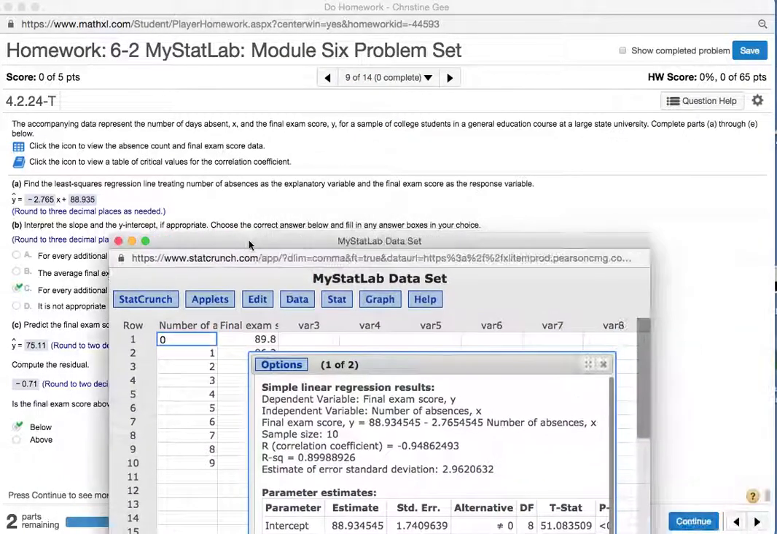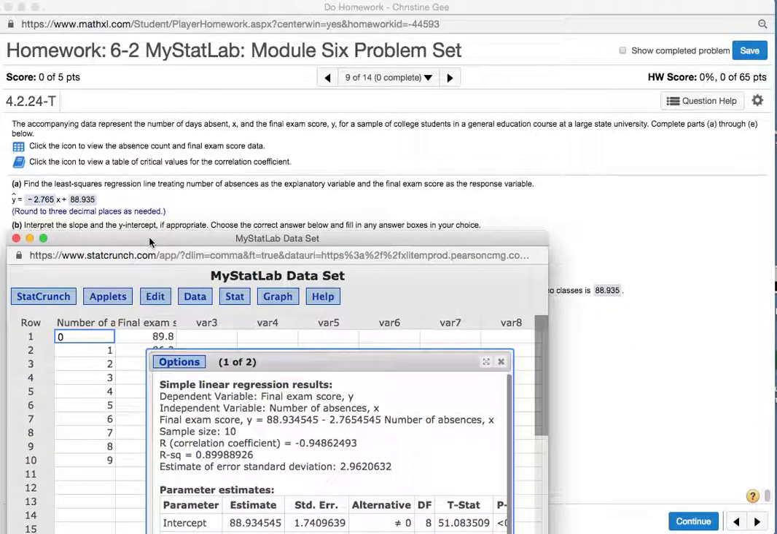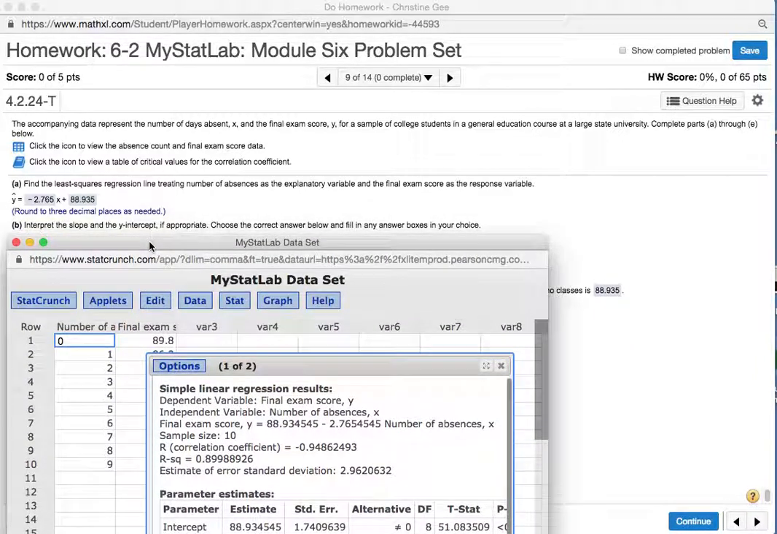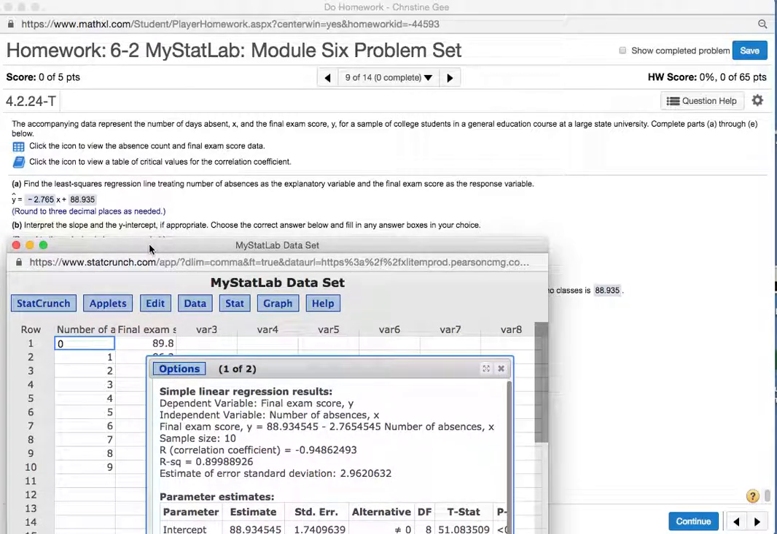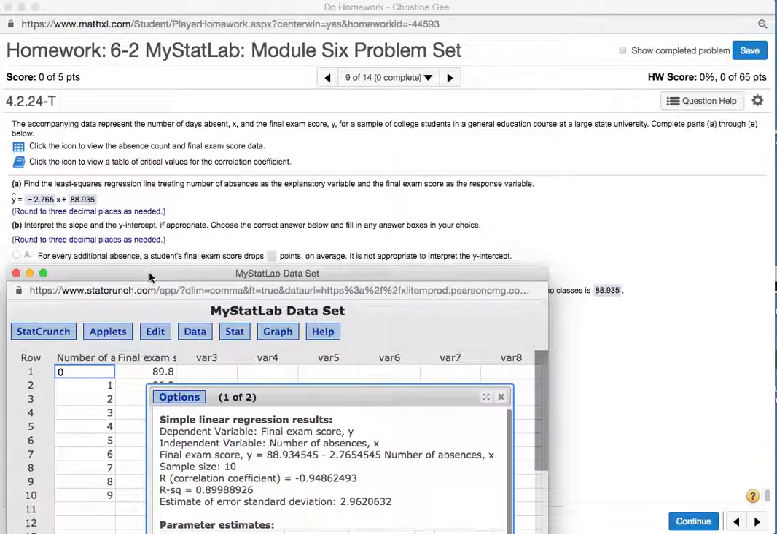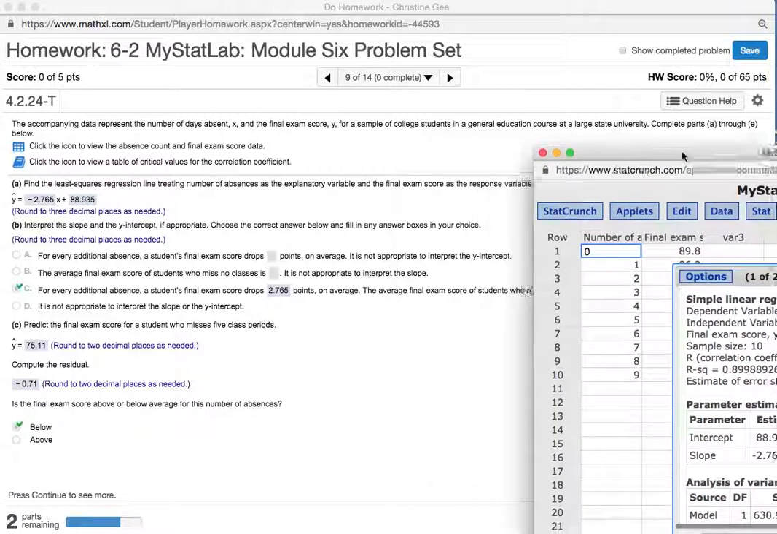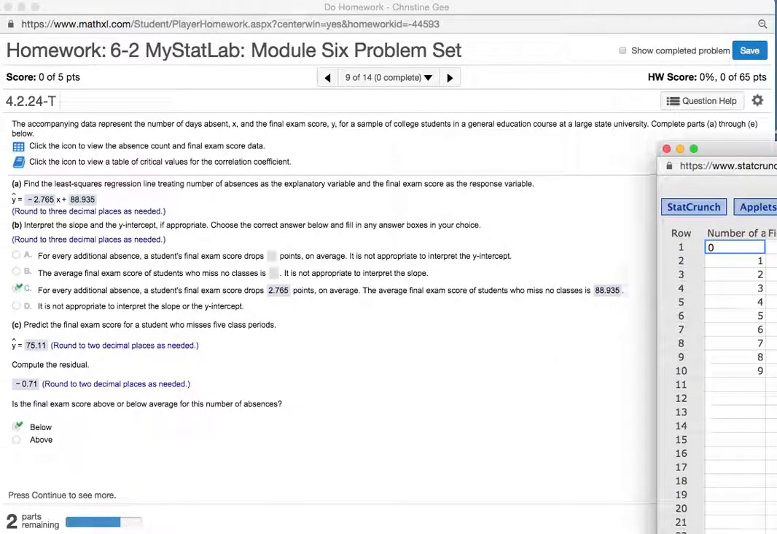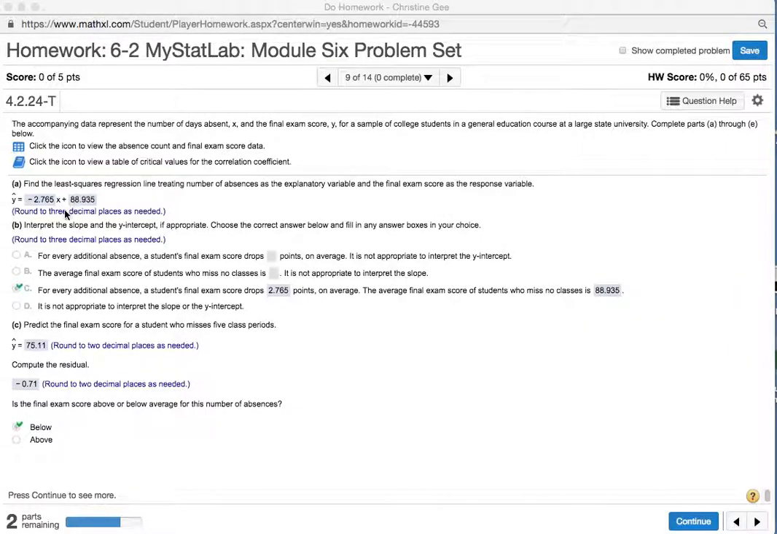Okay, and then the next problem: interpret the slope and the y-intercept if appropriate. Choose the correct answer below and fill in an answer box in your choice. So we can look at the least squares regression line, and for every additional absence, a student's final exam score drops 2.765 points on average, and that's true. It is not appropriate to interpret the y-intercept.